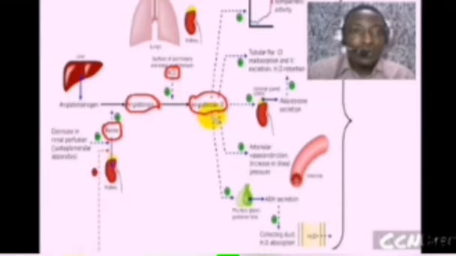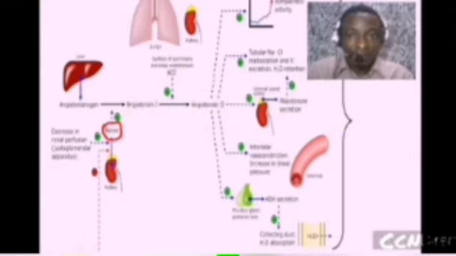Now, angiotensin 2 has so many functions in the human body. Okay, the first thing angiotensin 2 does is to act on the pituitary gland, the posterior pituitary gland, leading to the secretion of vasopressin. This is ADH. ADH is also known as vasopressin. The secretion of vasopressin from the posterior pituitary gland would act on the collecting ducts, leading to retention of water.